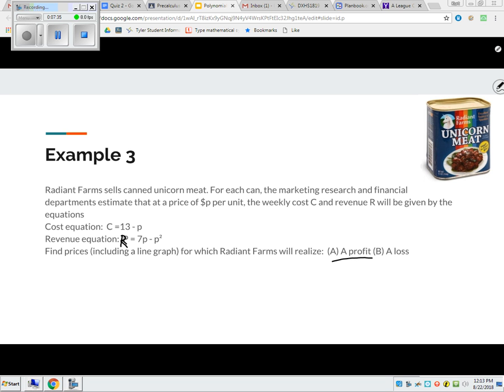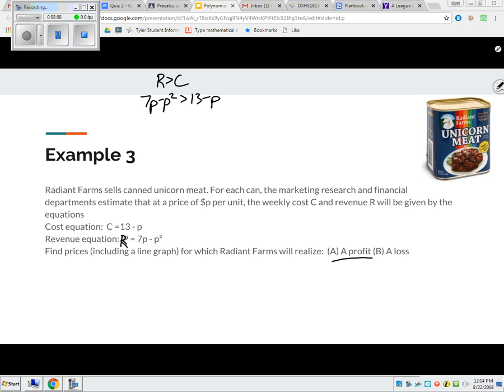Okay, we can tackle the loss later. In order to make a profit, from what I know about business, you have to have more money coming in than you have going out. In terms of revenue and cost, I have to have more revenue than I do cost. So my revenue has to be greater than cost. Plugging this in, I get 7p minus p squared has to be greater than my cost. This is just a direct substitution step right here.